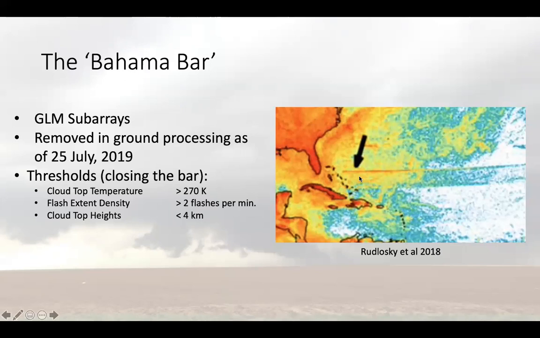So we created thresholds using the ABI and GLM data to, in a sense, filter out that data. We took the cloud top temperatures that were greater than 270 Kelvin, flash heights that were less than 4 kilometers, and FED values that were greater than 2 flashes per minute. The reason we chose those values is that if we have a thunderstorm producing about 2 flashes per minute, that means we have a sustained updraft that is very well making it up into the mixed phase region with elevated cloud top heights. So if you're seeing these kinds of things, we are essentially saying that those are not physically realistic. And overall, we actually did a pretty good job of filtering out these data points. Those figures aren't included, but if you want to ask about that afterwards, you can.